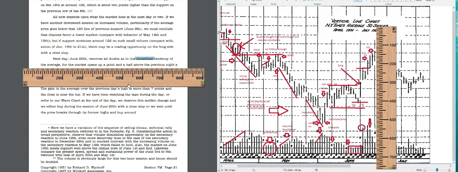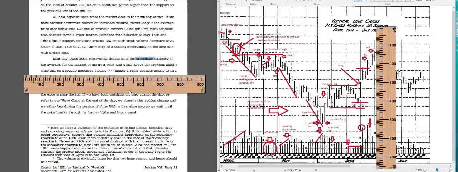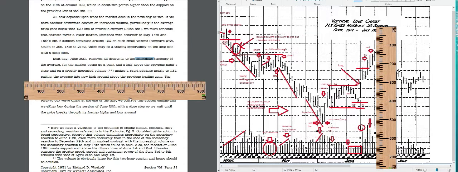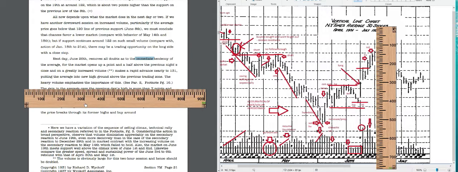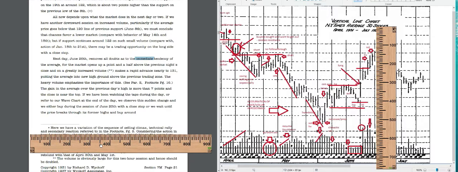Next day, the immediate tendency of the average for the market opened up 1.5 above the previous night's close, makes a rapid advance to nearly 131, putting the average into new high ground above the previous trading zone. All it's saying is it took out the area, it took out the zone, it took out the level, on greatly increased volume. So basically it broke out.